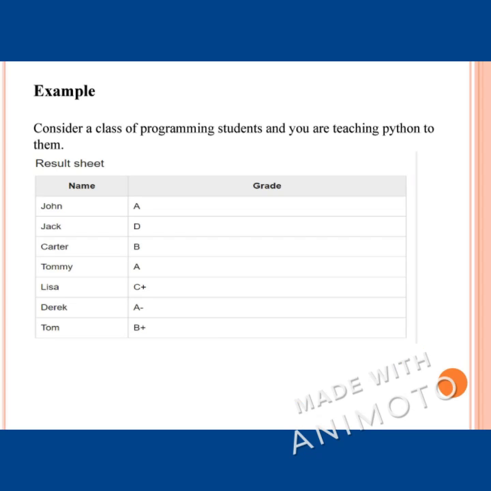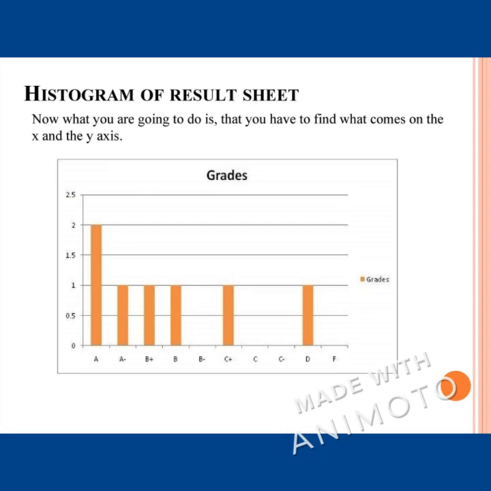Now we will see an example of how a histogram is built. Consider a class of programming students and you are teaching Python to them. At the end of the semester, you got this result that is shown in the table, but it is very messy and does not show the overall result of your class. So you have to make a histogram of your result showing the overall frequency of occurrence of grades in your class. Histogram of result sheet.